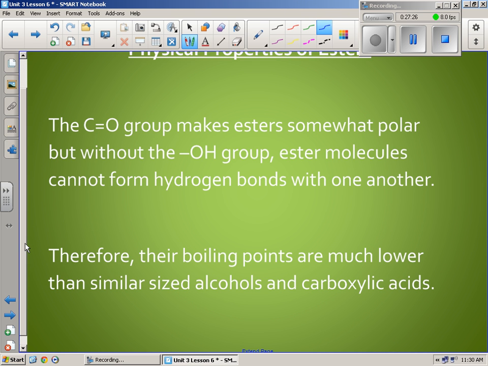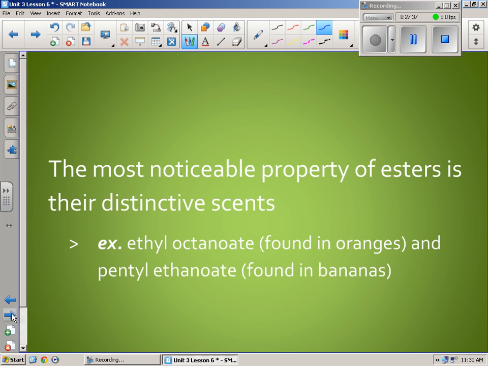Okay, ester molecules cannot form hydrogen bonds. Boiling points tend to be much lower than similar sized alcohols and carboxylic acids, so they kind of rank a little bit lower. Yep. Yes, they would be higher than alkanes. Yeah, because they are polar. Alkanes tend to be nonpolar. Just wait, I got some questions for you. And you know, most noticeable property of esters is their distinctive scents, and there's 2 of them there for you.